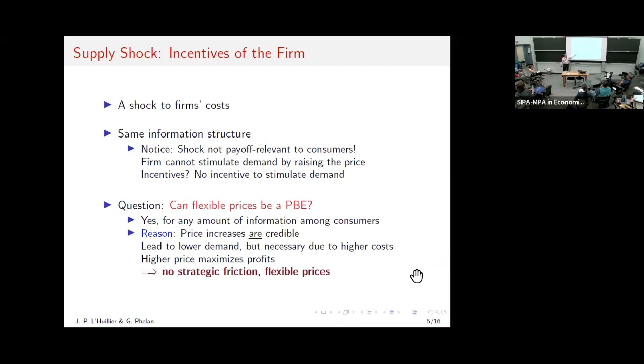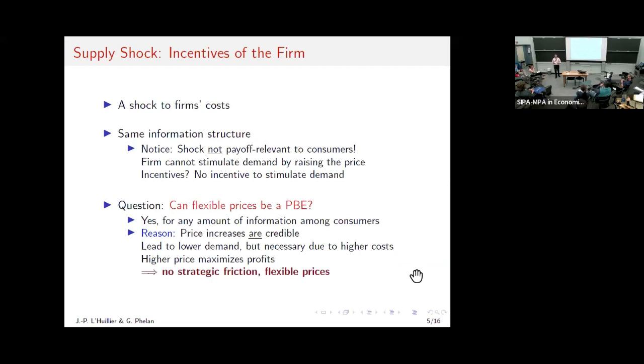And the reason is price increases are credible. A price increase leads to a lower demand, but it's necessary due to the higher costs. And in fact, that's what profit maximization determines. Right, so in other words, different from the demand shocks case, there's no strategic friction here, and there are flexible prices. So as I promised at the beginning, two slides ago, what is key to understand is firm incentives. Under demand shocks, you have price stickiness, you have this strategic friction. With supply shocks, you don't have that, so you have price flexibility.